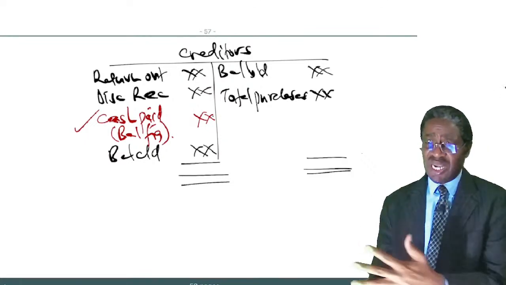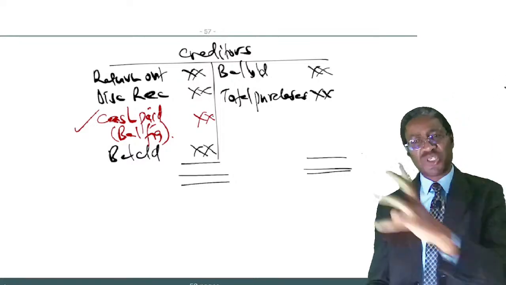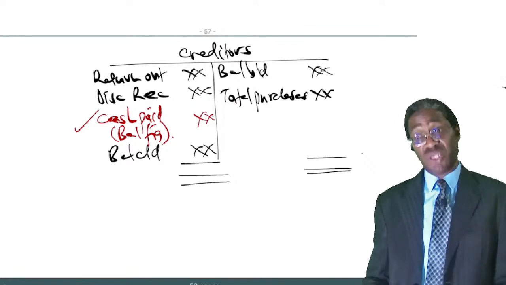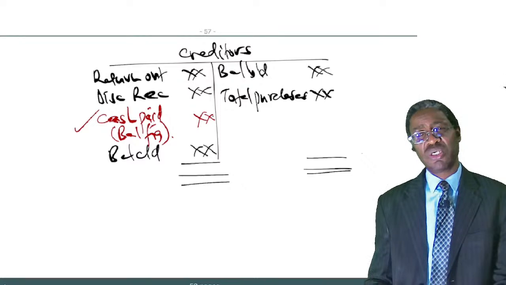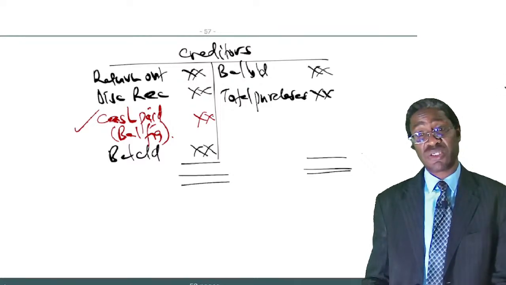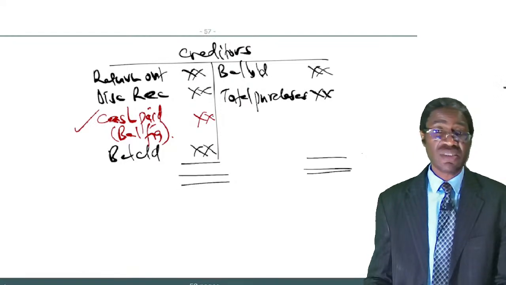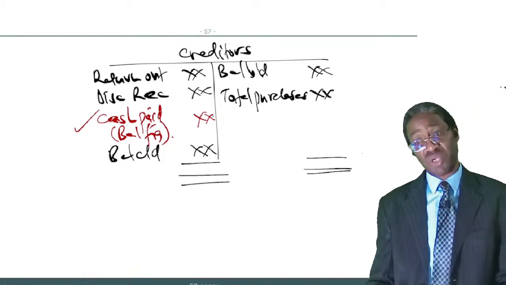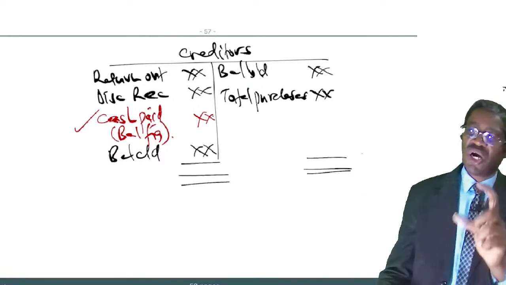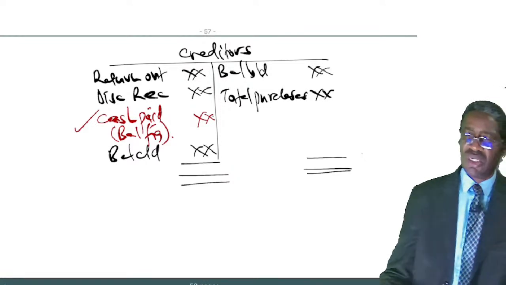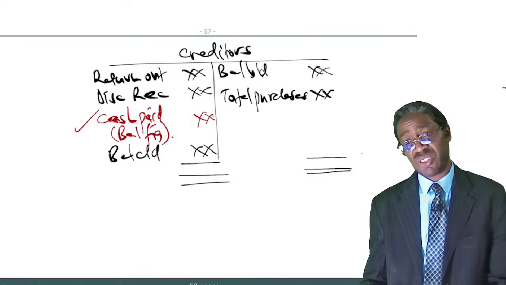Then on the credit side, I've told you, put in things like total purchases. The key word there is total purchases, because if you use credit purchases, what you will get as a balancing figure will represent the cash paid to creditors. But we are not looking for cash paid to creditors. We are looking for cash paid to suppliers. That's why I told you to remember to use total purchases.